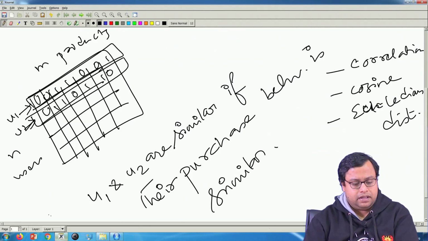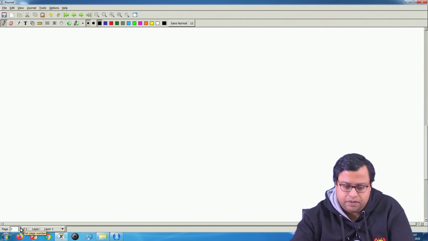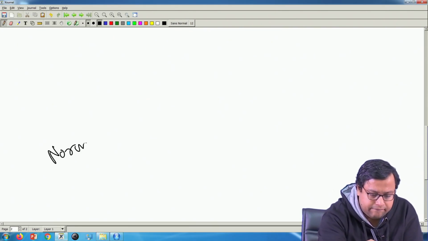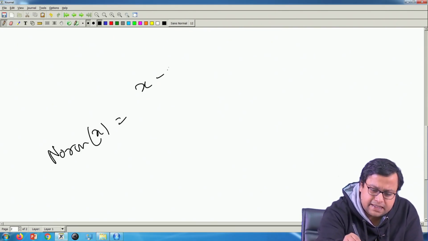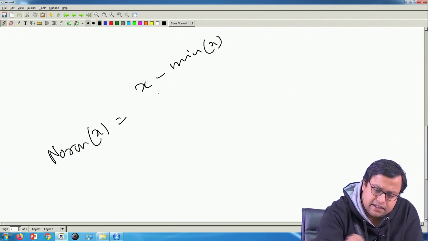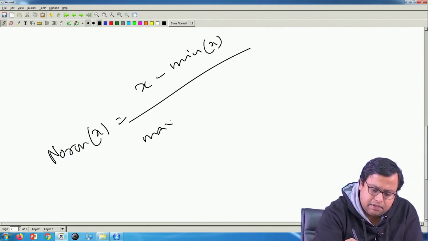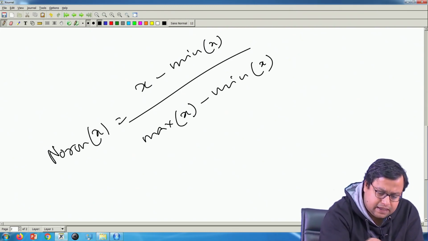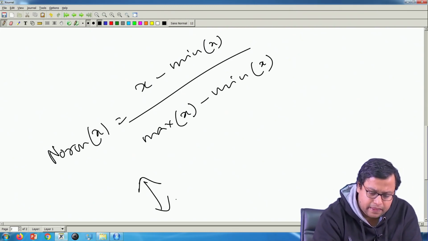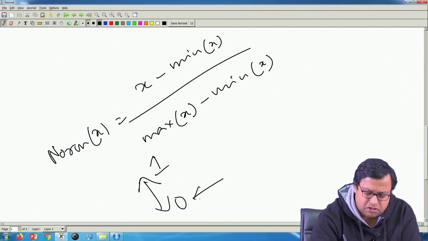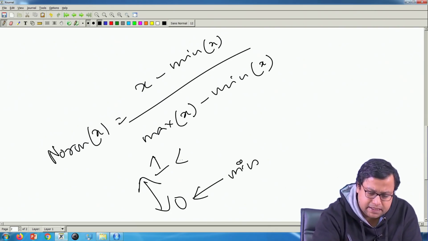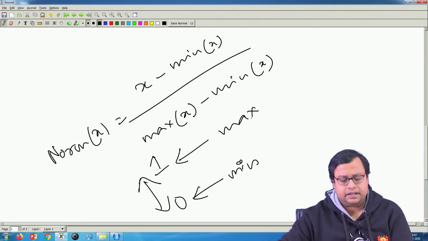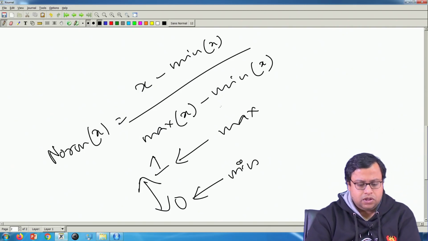If you remember, the normalization that we did before is normalized x is x minus minimum of x divided by maximum of x minus minimum of x. What does it do? It actually binds the normalized x between 0 and 1. So the minimum value comes to be 0 and the maximum value comes to be 1. That is also what is happening here.